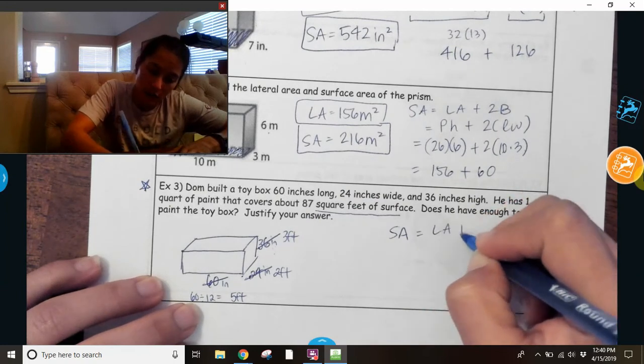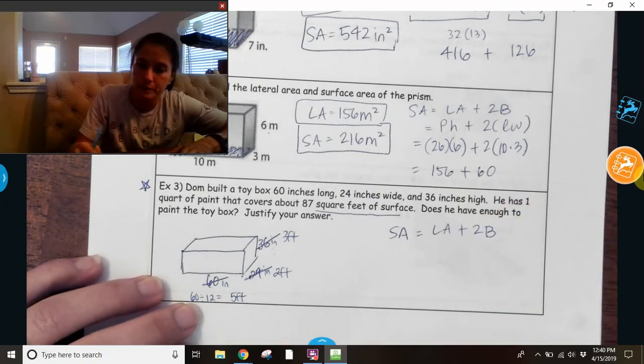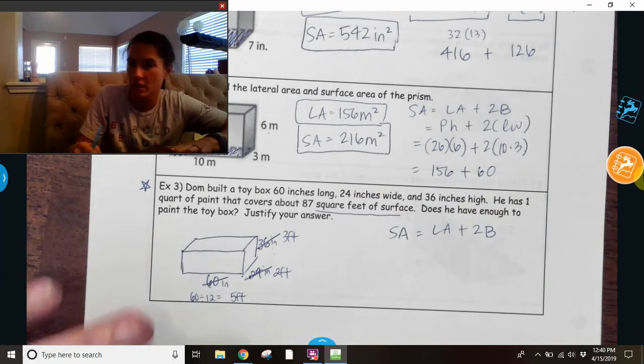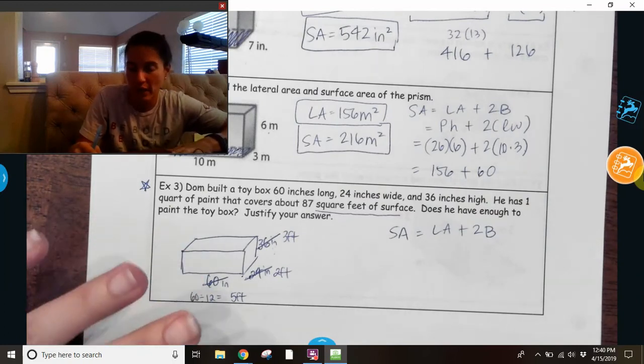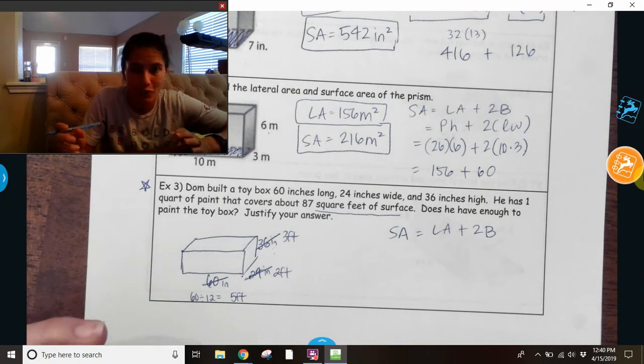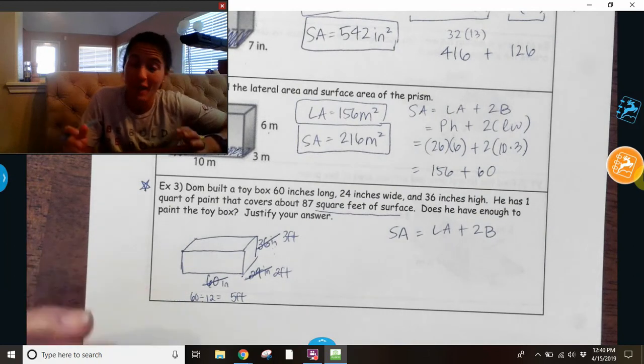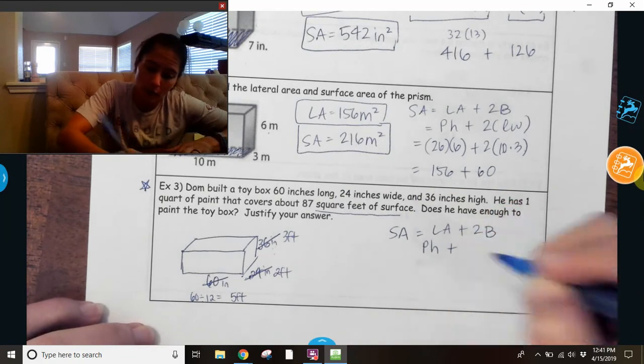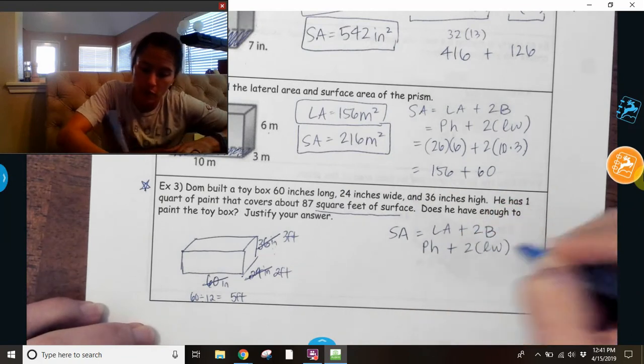Surface area is lateral area plus 2 times the base. Now, it doesn't say if he's going to paint the bottom or not, so because it doesn't say, we're just going to assume he's going to paint the bottom. The word problem might tell you they're not painting the bottom. And then instead of 2B, you would only do 1B. Perimeter times height plus 2, length times width.